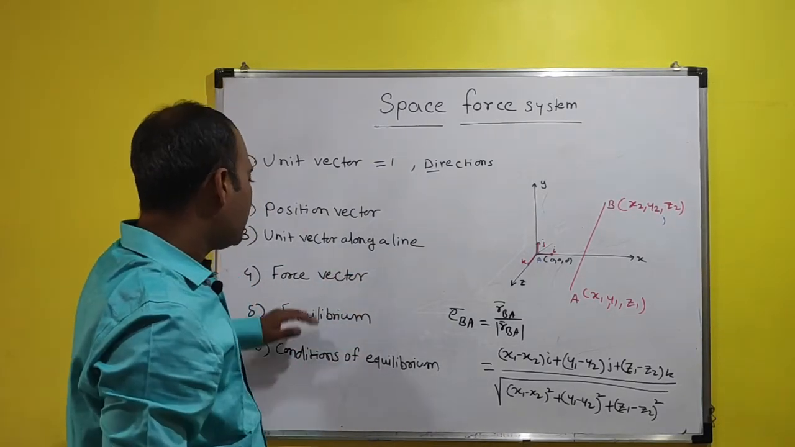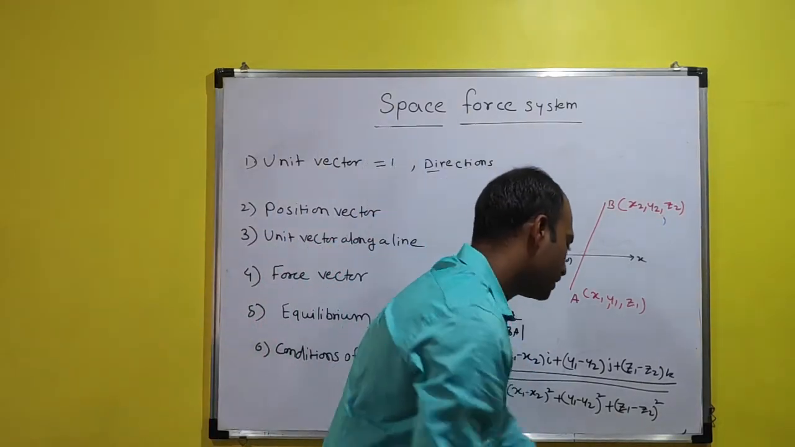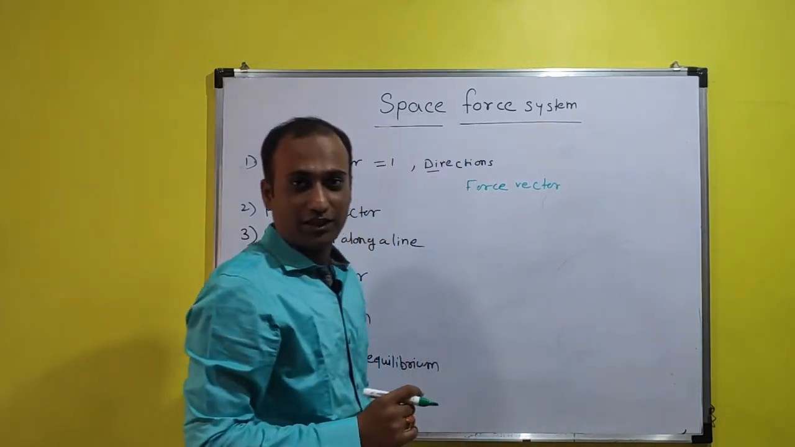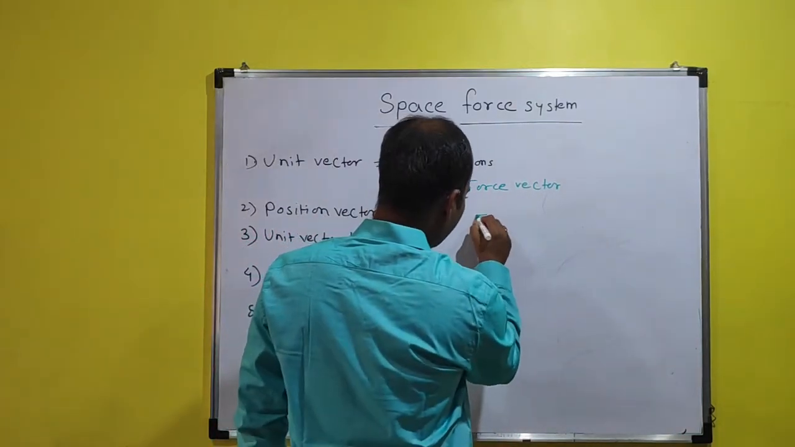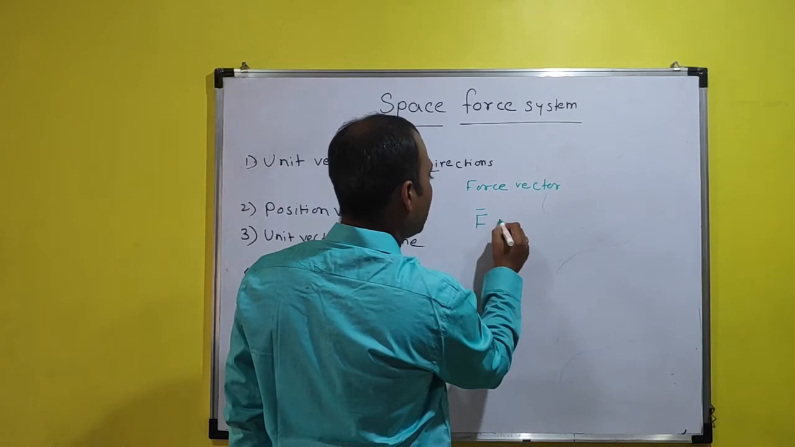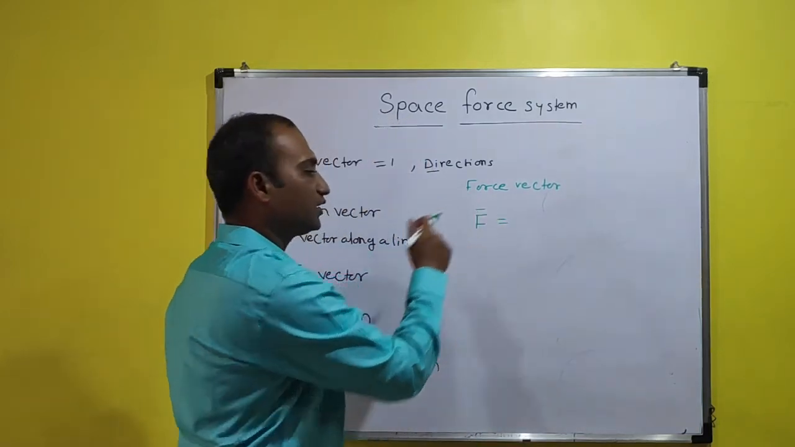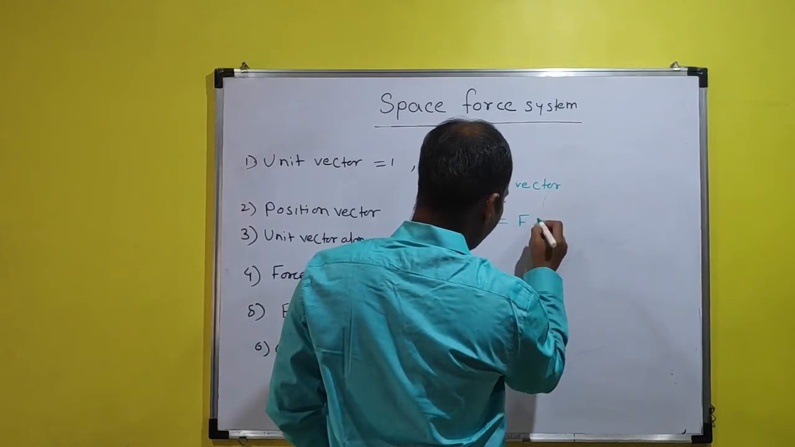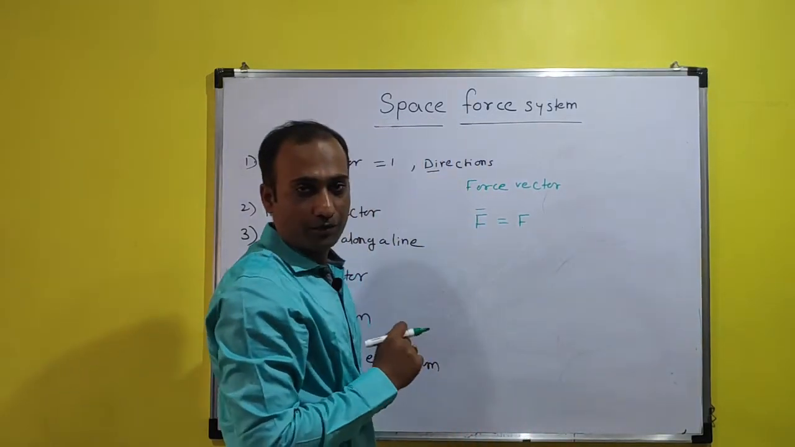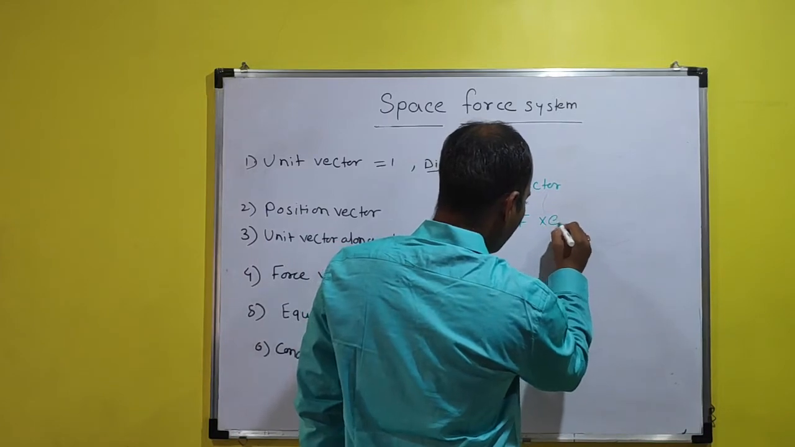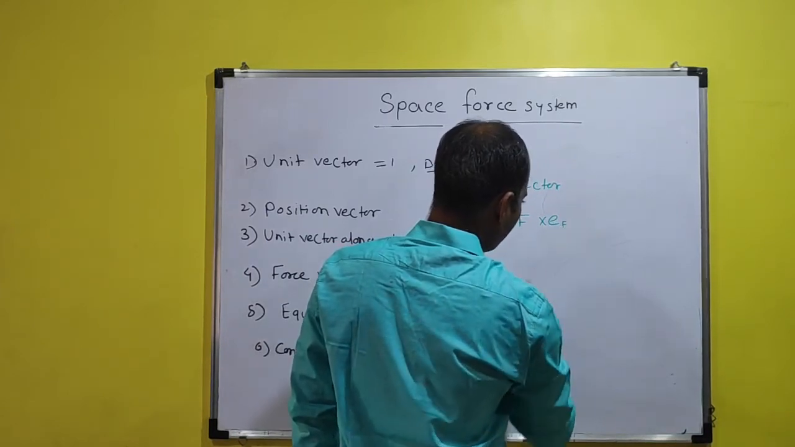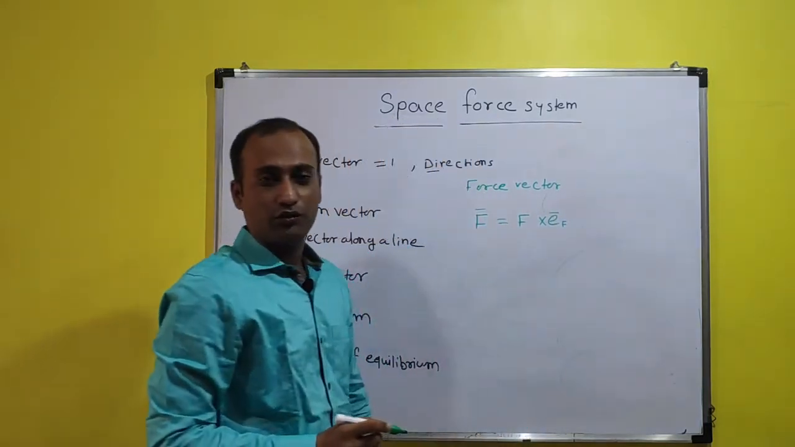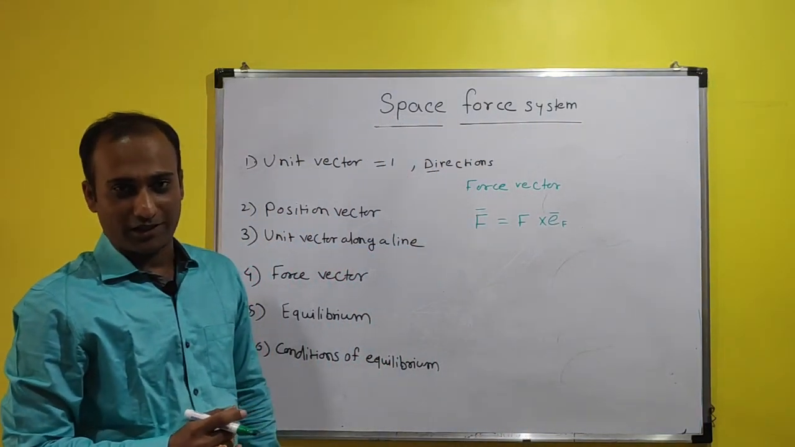Okay. Then force vector. So we will study about the force vector. How is it represented? Force vector is represented as force with a vector sign. So force vector is equal to the magnitude of the force multiplied by the unit vector of that force. So this is how the force vector is represented.